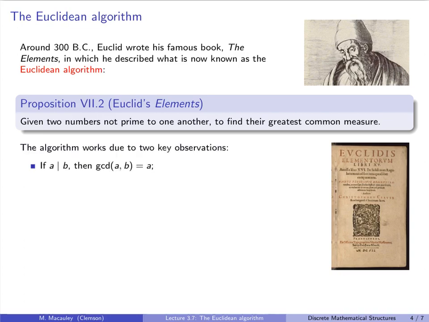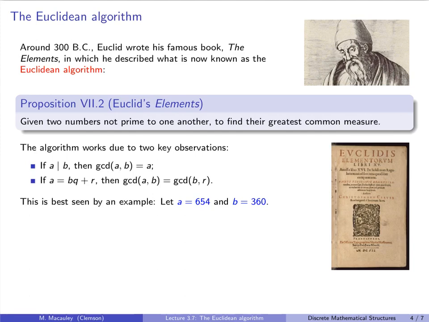This algorithm works due to two key observations. The first one's very simple. If A divides B, then the greatest common divisor of A and B is A itself. And the second one is the lemma that we just proved. If A equals BQ plus R, then the GCD of A and B is equal to the GCD of B and R.